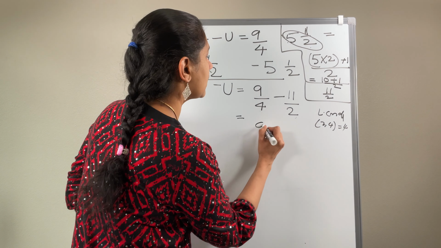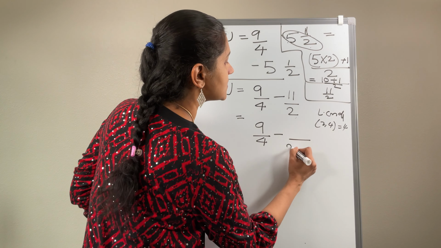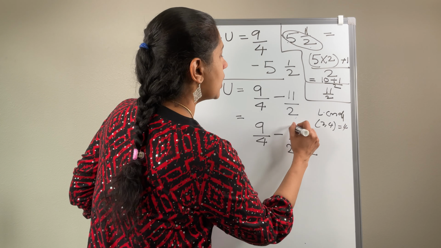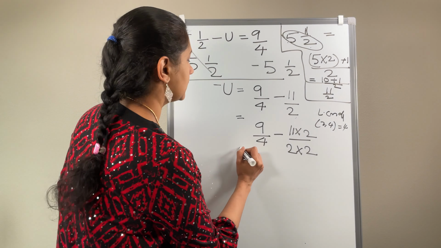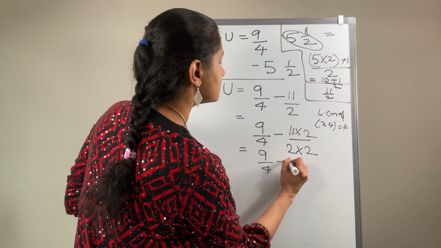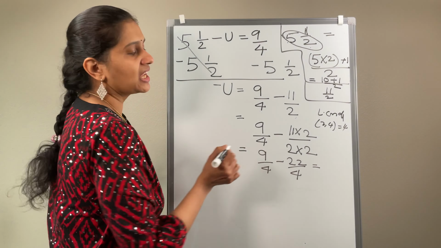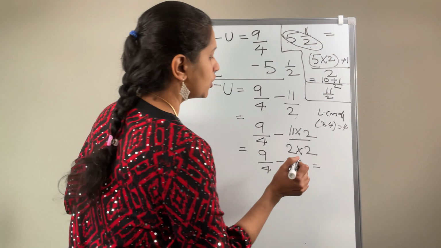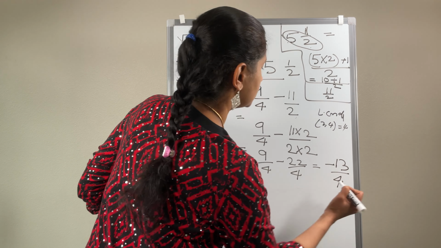So I am simply writing 9 by 4 minus, how can I make this 2 as 4? 2 times 2. So I am multiplying 2 on both the numerator and the denominator. That is going to be equal to 9 by 4 minus 11 times 2, it's going to be 22 by 4. So 9 minus 22 is going to be equal to minus 13 by 4.